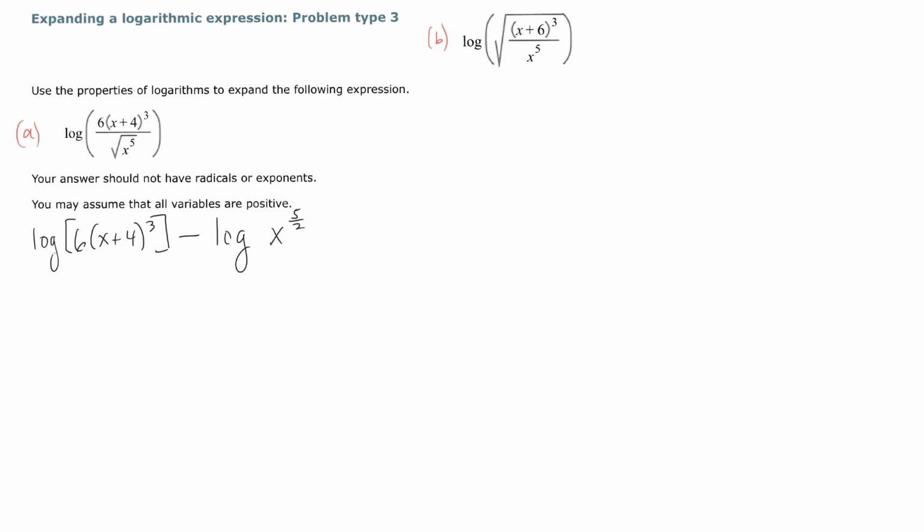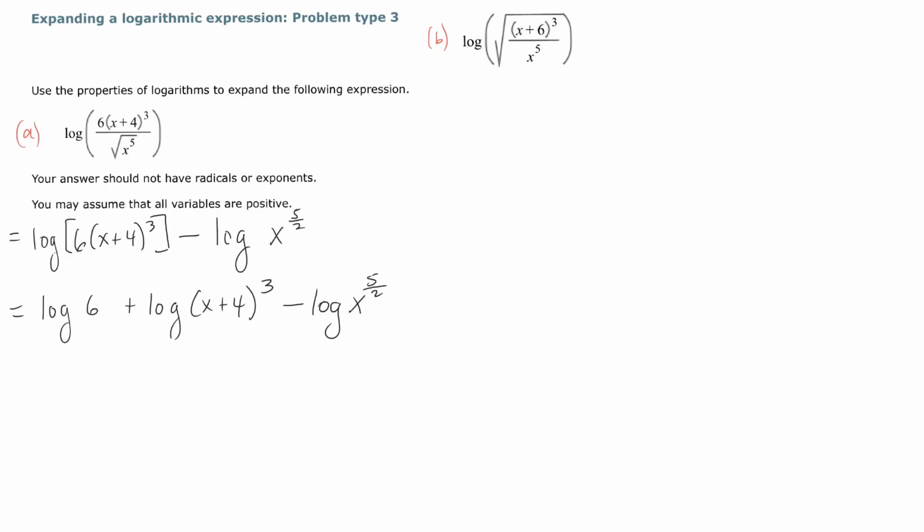Now we're going to read this from left to right, and notice we have a log of a product. And if we have a log of a product, we also have a property that says we can write that as a log of 6 plus the log of x plus 4 raised to the third power, minus log base 10 of x to the 5/2 power.